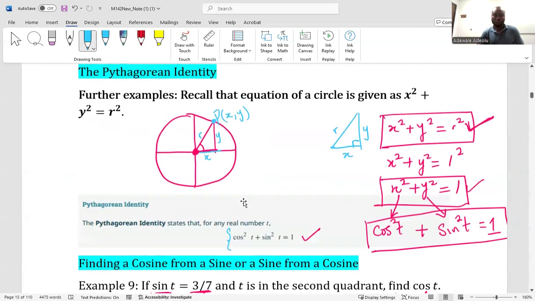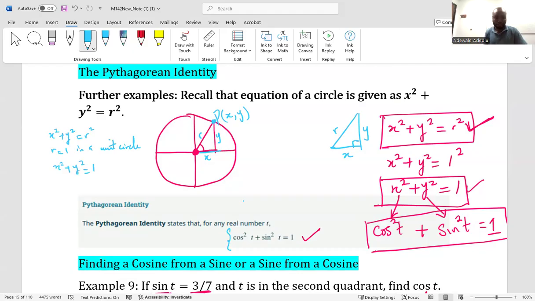Moving on, we introduced the Pythagorean identity, where we claim that x squared plus y squared equals r squared. And in the case of a unit circle, r equals 1. Because of that, we claim that x squared plus y squared equals 1 squared, which is 1.